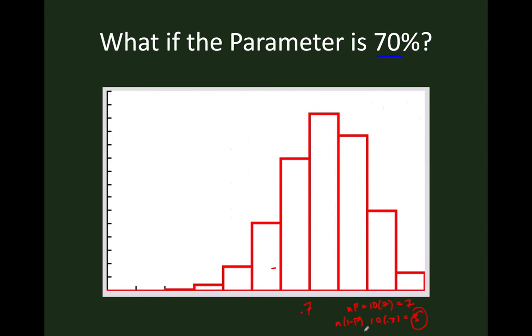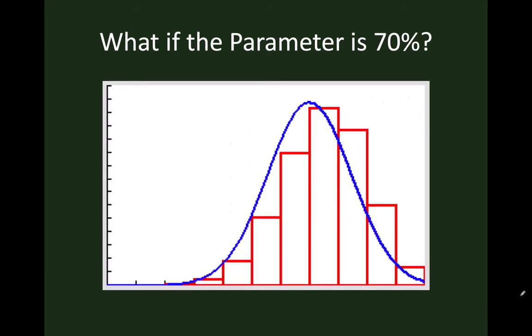In this case, notice that n times p is 7, because p is 0.7, but n times 1 minus p is only 3. So this would be a situation where we would need a sample larger than 10 to use a normal approximation. When we have a skewed binomial distribution like this, we'll need larger sample sizes. Again, I've superimposed what the normal curve would look like, and you can see there's just too much error here to say that the normal curve is going to do a very good job in this particular situation.